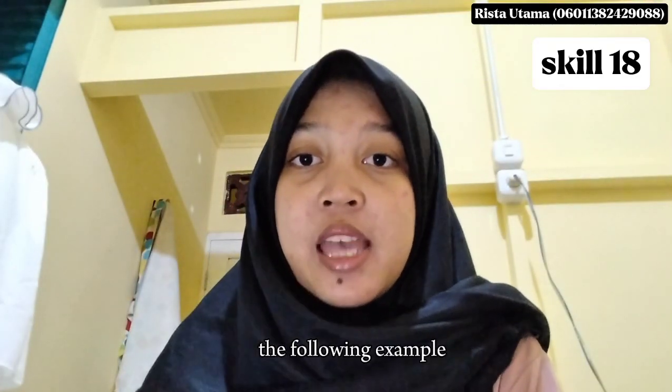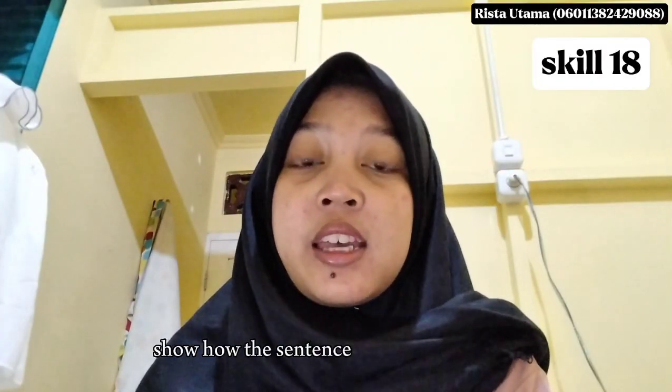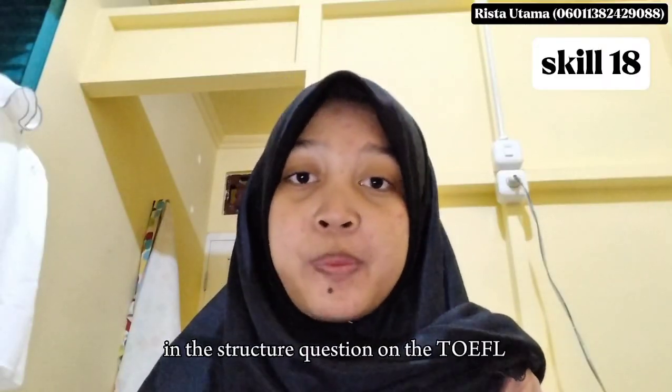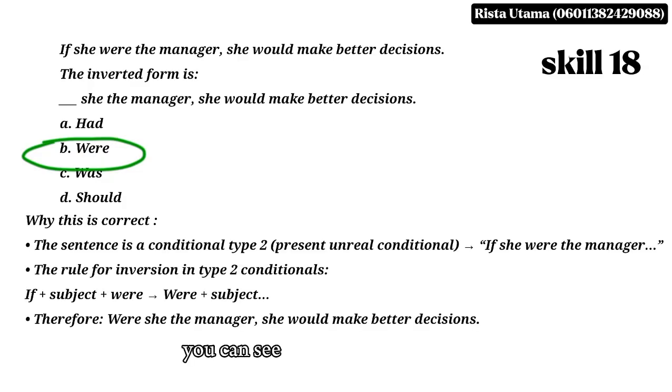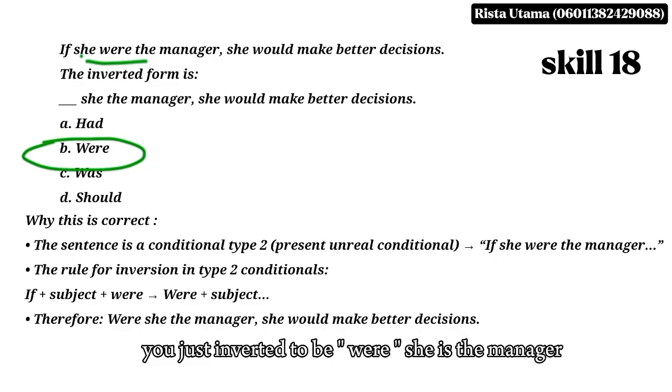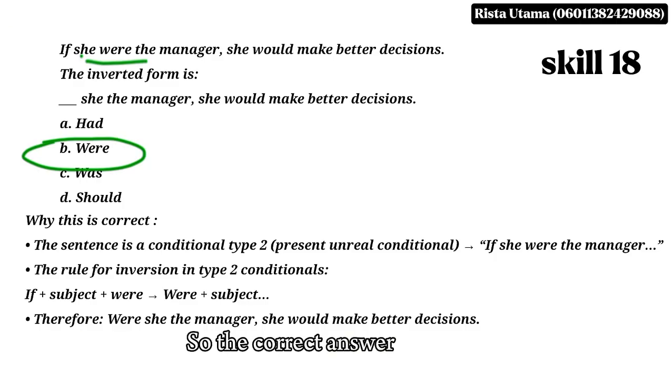The following example shows how this sentence structure could be tested in the structure question on the TOEFL test. Look at that. Choose the correct answer. The correct answer is B, were. You can see it is "if she were the manager." You just invert to "were she the manager." So the correct answer is B, were.